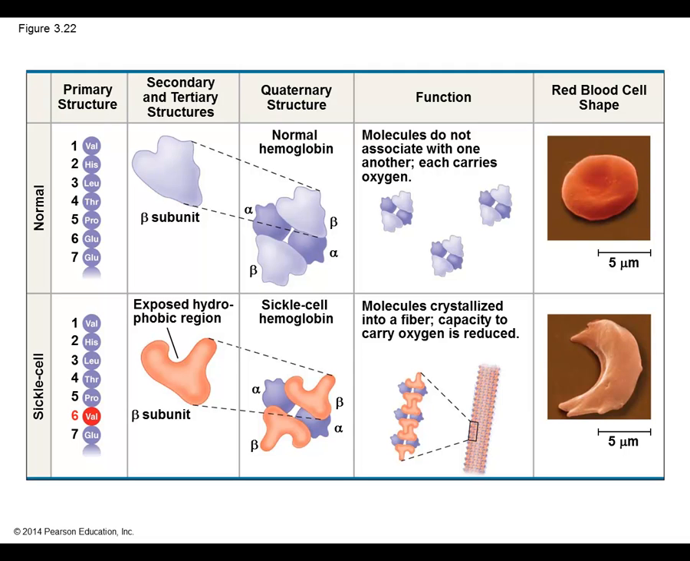A single amino acid change in the structure of hemoglobin will totally change its function, to where it severely limits the way the hemoglobin can carry oxygen, and it limits the flexibility of the red blood cell. This is sickle cell disease. So just a single amino acid change, this number 6 valine, totally changes the way the hemoglobin works, the way the blood cell is shaped.